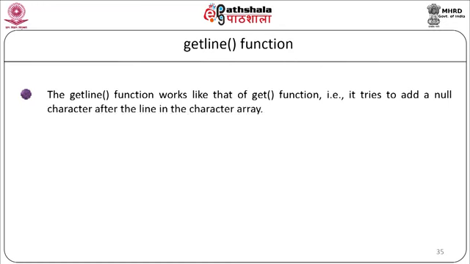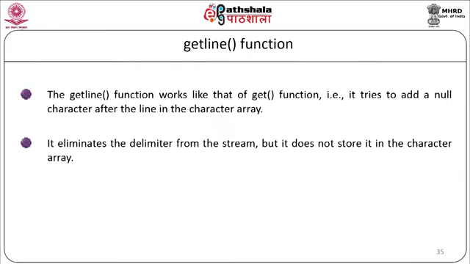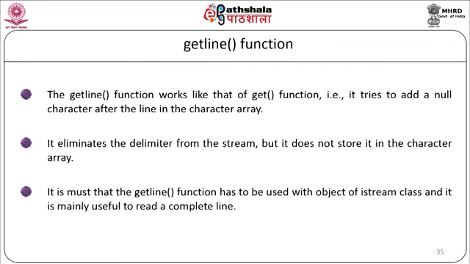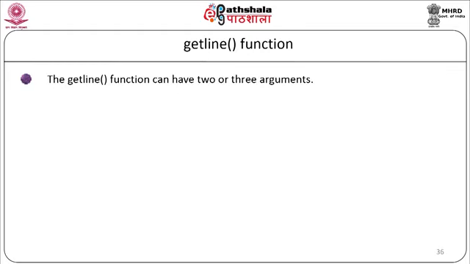The getline function works like that of the get function, that is it tries to add a null character after the line in the character array. It eliminates the delimiter from the stream, but it does not store it in the character array. It is a must that the getline function has to be used with an object of the istream class, and it is mainly useful to read a complete line. The getline function can have 2 or 3 arguments.